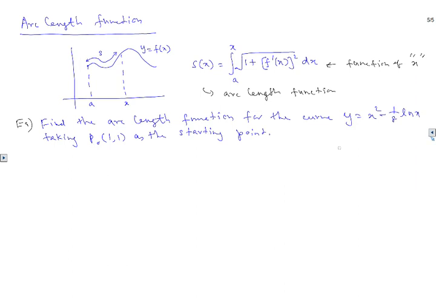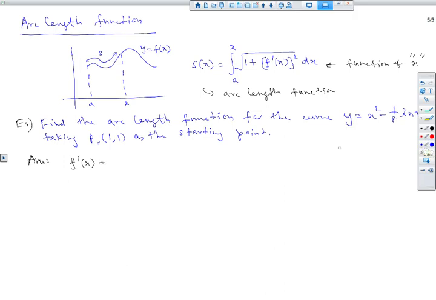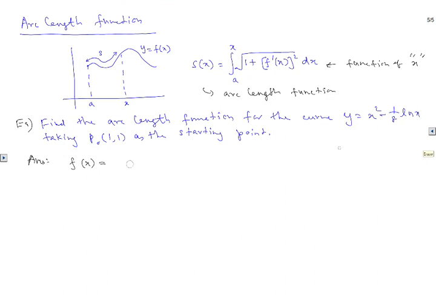Yeah, so there's nothing new here. The only thing is we write it not from a to b now, but from a to x, so that's the only difference here. So let's start with f(x). f(x) is x squared minus 1 over 8 ln x. So that means f prime x equal to x minus 1 over 8x.